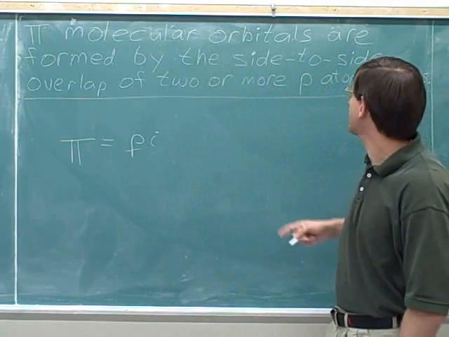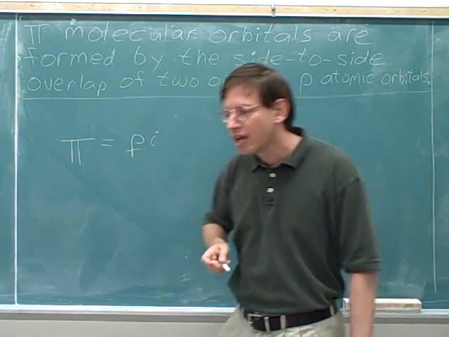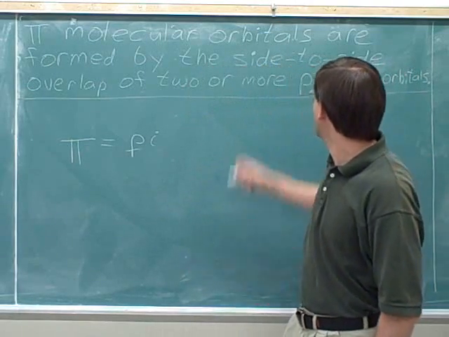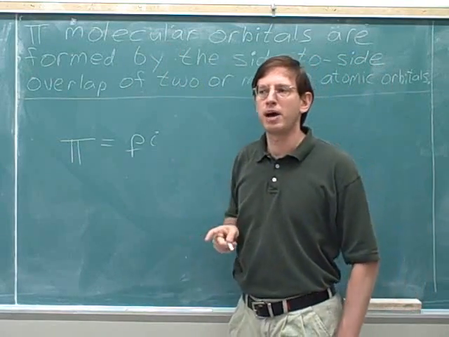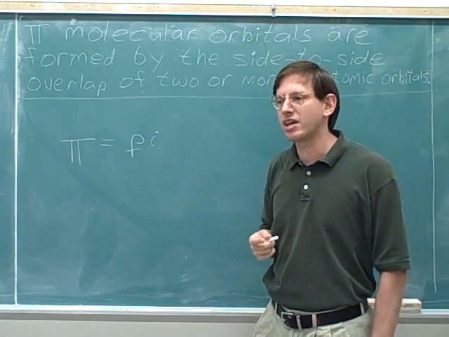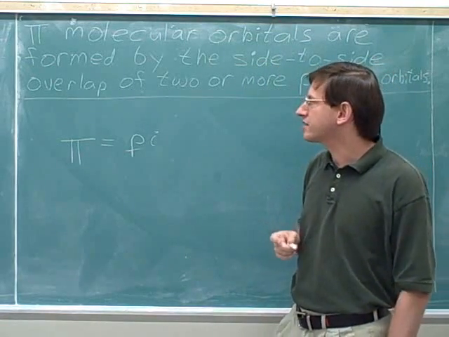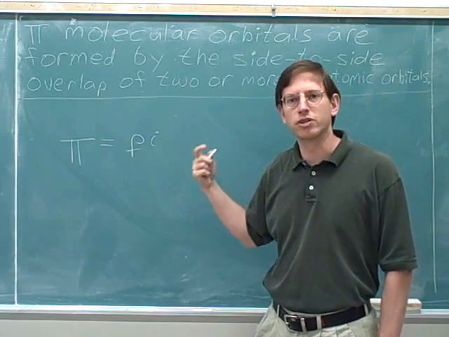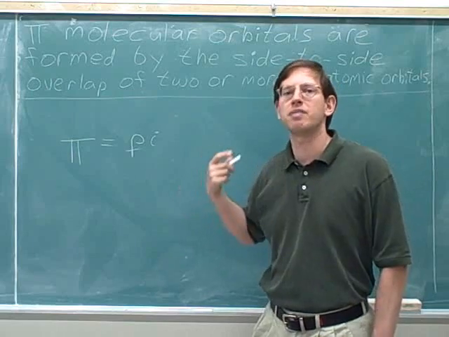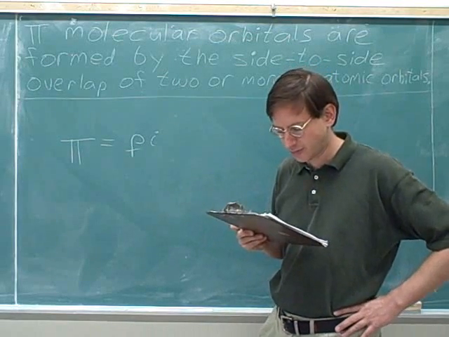Now remember that the pi molecular orbitals come from the overlap of p atomic orbitals. So if you have side-to-side overlap of 2 p orbitals, then you get 2 pi molecular orbitals. If you have side-to-side overlap of 3 p atomic orbitals, then you get 3 pi molecular orbitals. If we have 4 p orbitals overlapping, then we would get 4 pi molecular orbitals. We'll see some examples of that in a moment.